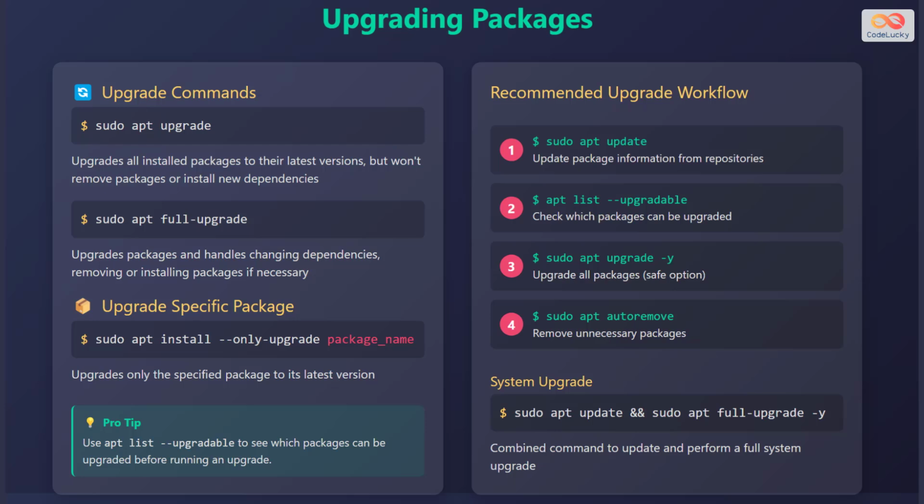If you need to handle changing dependencies, you can use sudo apt full-upgrade. This command upgrades packages and handles changing dependencies, removing or installing packages if necessary. To upgrade a specific package, you can use sudo apt install --only-upgrade package name. This command upgrades only the specified package to its latest version, leaving others untouched. Use apt list --upgradable to see which packages can be upgraded before running an upgrade.